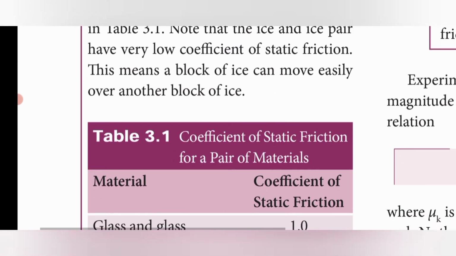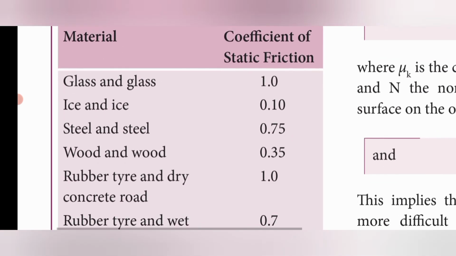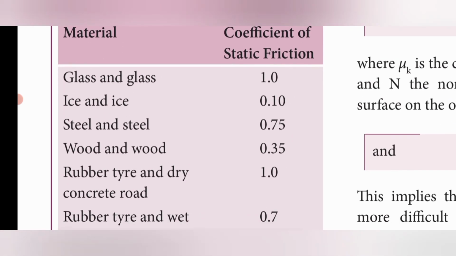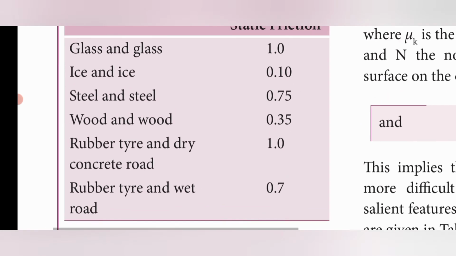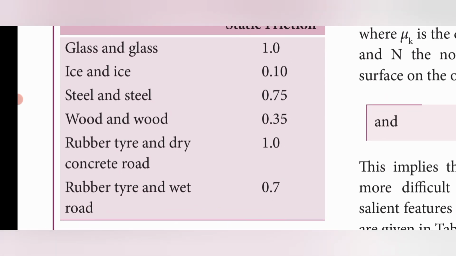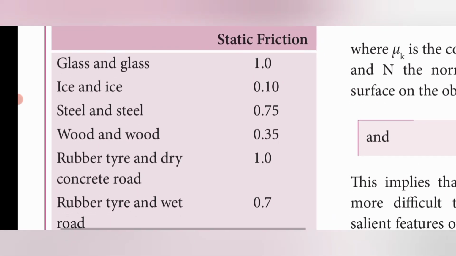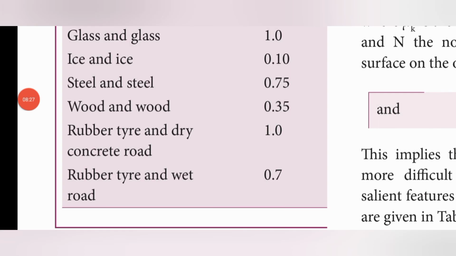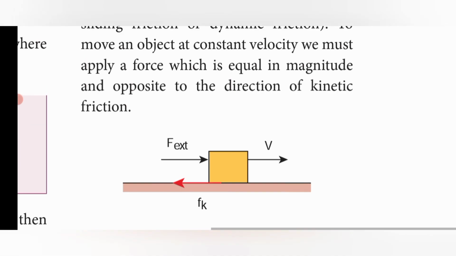Next, they have also given the coefficient of static friction values for pairs of materials. For ice and glass, the friction value is also given. You just go through all those values. For a rubber tire on a dry concrete road, there is also a frictional value. So we can calculate the frictional force between the two materials. These constant values are given below. Then the next topic I will continue in the next video.